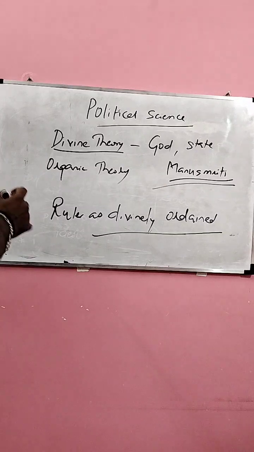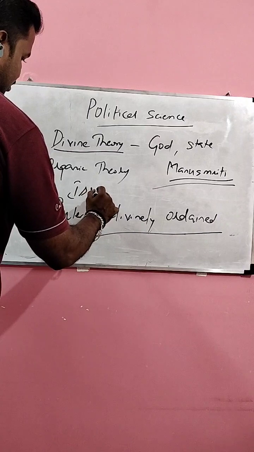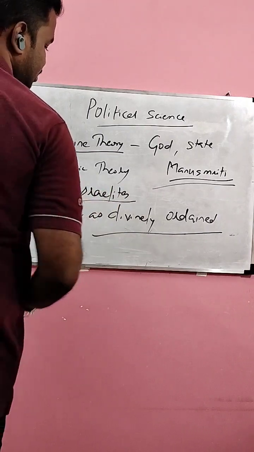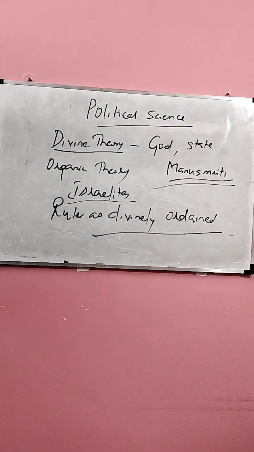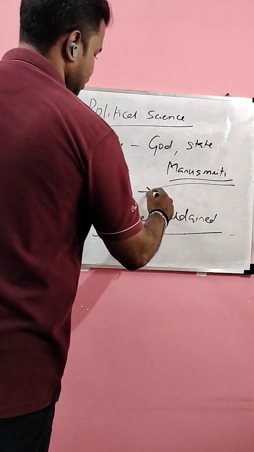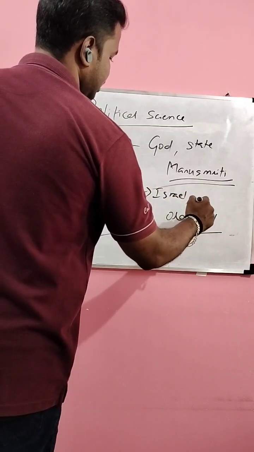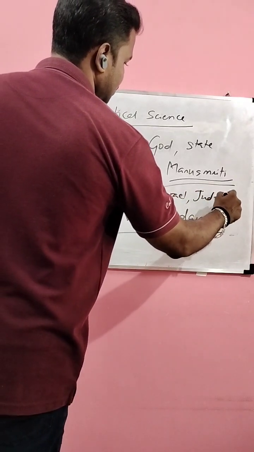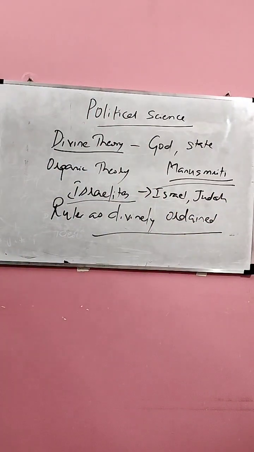For example, the Israelites, these people lived in West Asia in the ancient past. They had kingdoms. Israel, kingdom, Judah. So these rulers also claimed that their rulers were actually divinely ordained to rule on earth. Even in modern period, some philosophers have advocated the divine theory.